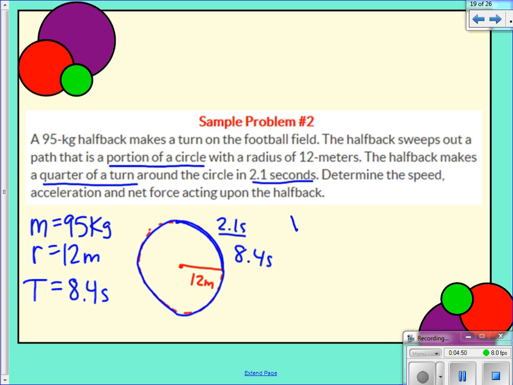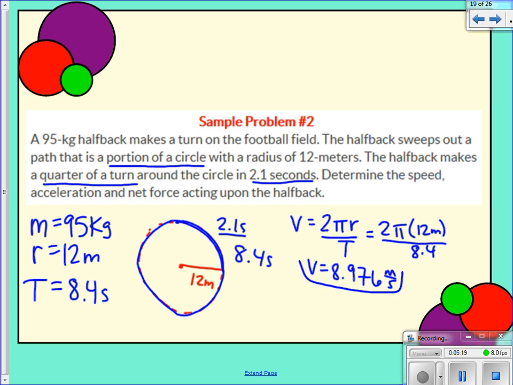The first thing we need to solve for is the speed, and that's found by taking 2 pi r over the period. And so that's going to be 2 pi times 12 meters divided by the period, which is 8.4. And so when we multiply that out, and by the way, in physics, we always multiply the pi out. We never leave pi in our answer. We are going to end up getting his speed is approximately 8.976 meters per second. And you probably could have rounded that maybe to 8.98, but that's fine.